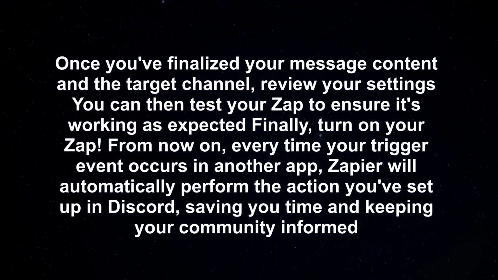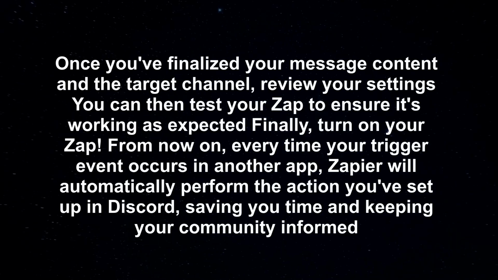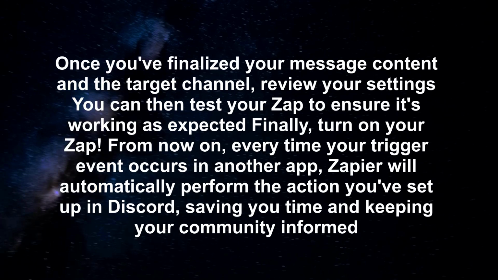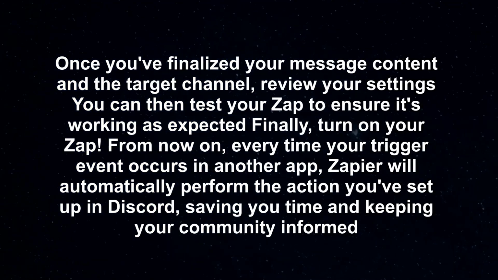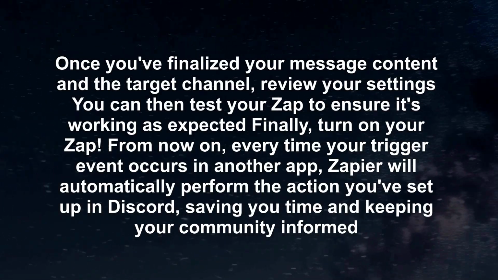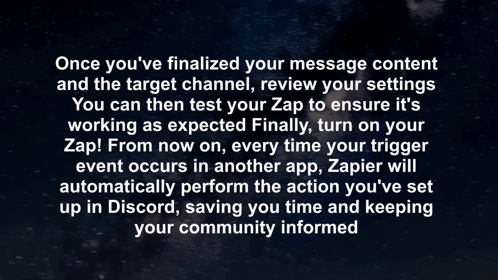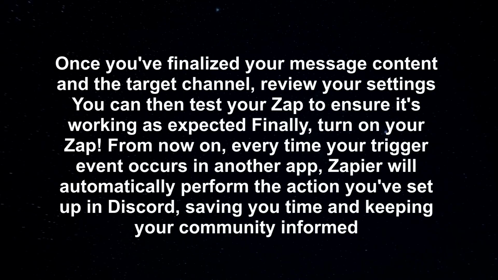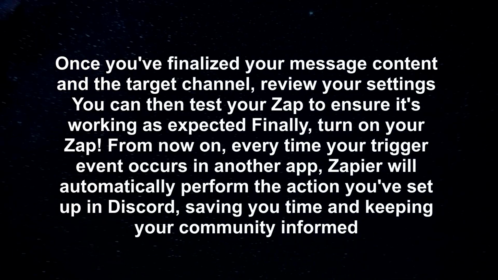Once you've finalized your message content and the target channel, review your settings. You can then test your Zap to ensure it's working as expected. Finally, turn on your Zap. From now on, every time your trigger event occurs in another app, Zapier will automatically perform the action you've set up in Discord, saving you time and keeping your community informed.